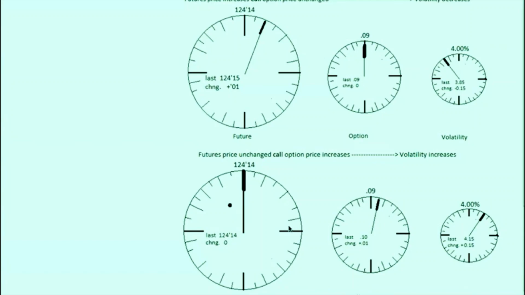In the bottom example, the futures contract is trading unchanged on the day. However, the call option is trading with a one-tick gain, and the result is an uptick in volatility.